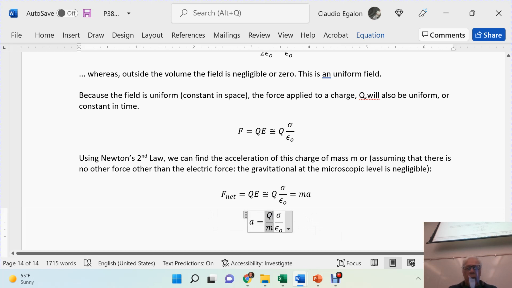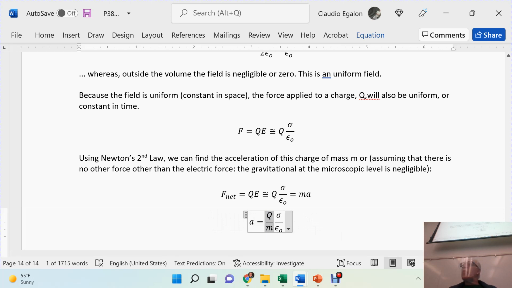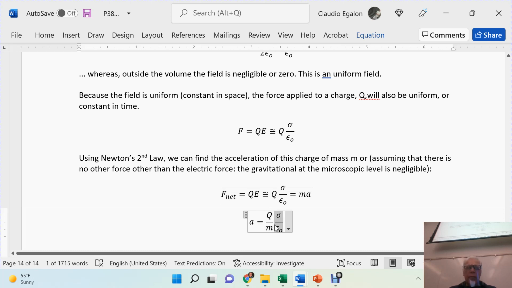Recall this ratio here. Remember this ratio, Q over M. There are experiments that are specifically designed to determine this ratio between the charge and the mass. Okay, just remember that. And don't forget the sigma here. I'm going to write that for you. This sigma here, again, should be an approximation, right? Because it's the net force. But again, it's a very good approximation.